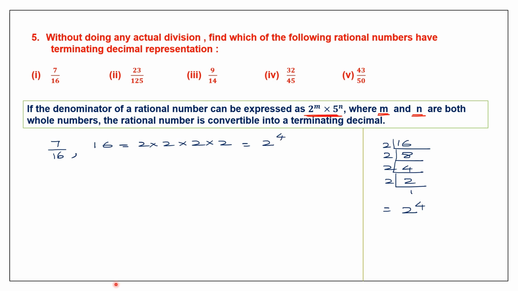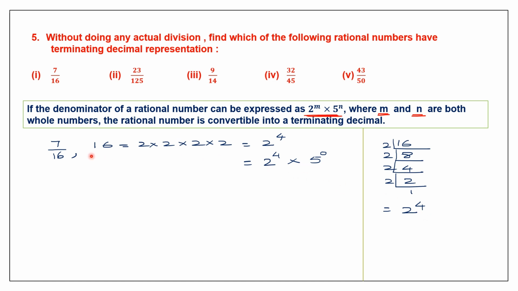Now, can we express this in the form of 2 to the power of m into 5 to the power of n? So we got 2 to the power of 4 into 5 to the power of n. Can we express it in this form? We can do it. Now how can we do it? So this is in the form of 2 to the power of m, which is 2 to the power of 4, into, we can say, 5 to the power of n, and in the place of n we can put a 0. Now, how much is 5 to the power of 0? 1. 2 to the power of 4 is 16, we found out. So 16 into 1 is 16.